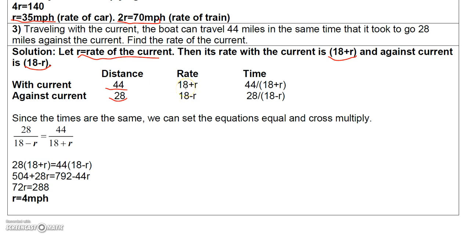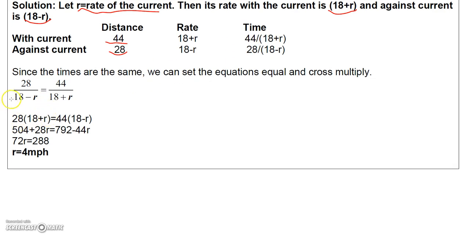I just told you the rate with the current and the rate against the current, and so the time is equal to distance over rate. So with the current would be 44 divided by 18 plus R, and against the current 28 divided by 18 minus R. Now those times are the same. The problem says those times are the same, so I just set these two times equal to one another, and then I can cross multiply. So just cross multiply here and then solve for R, and you'll get R equals 4 miles per hour. So the rate of the current is 4 miles per hour.